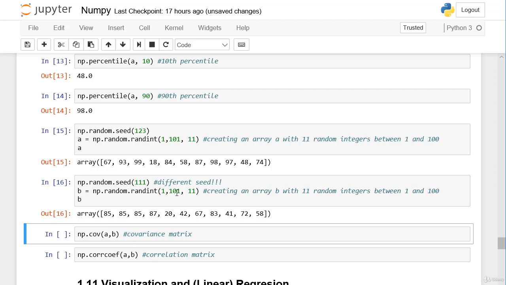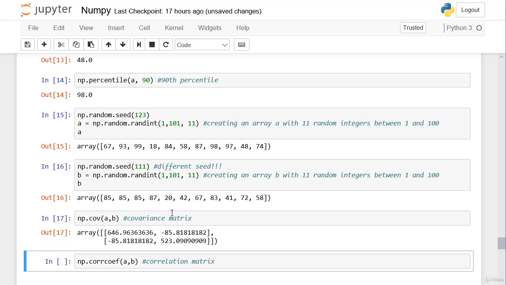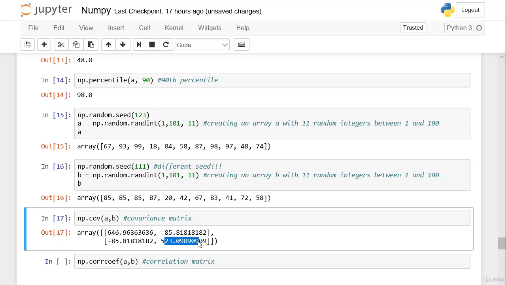Now we can calculate the covariance of A and B with the function np.cov. And the covariance is actually a measure of how two arrays or two sequences of numbers move together. So here it gives us a matrix. Here the first element is actually the variance of NumPy array A. Then here we have the variance of our array B. And here we have 2 times the covariance of A and B. So as you can see here with the minus sign, both sequences should be kind of negatively correlated.